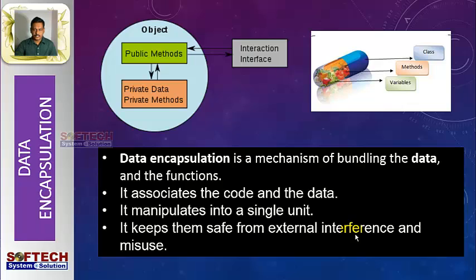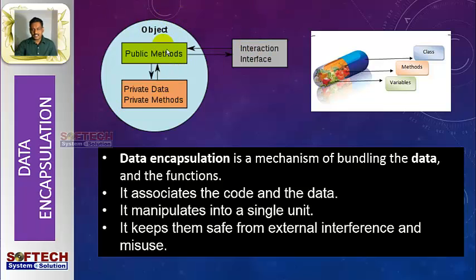Data encapsulation: encapsulate means container. Encapsulation is creating a container, that is, grouping. Encapsulation is another name for group. In a class, we encapsulate some methods, that is functions, and data: public functions, public methods, private data, private methods. We bundle them together by a class. So that class is an encapsulation.